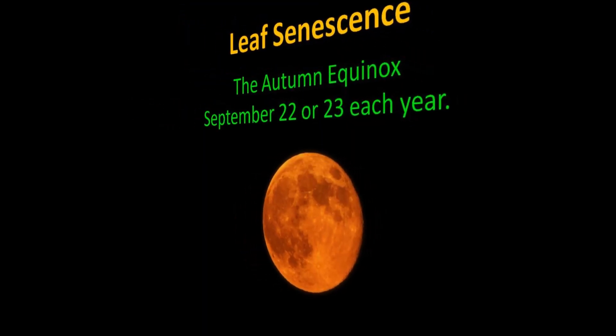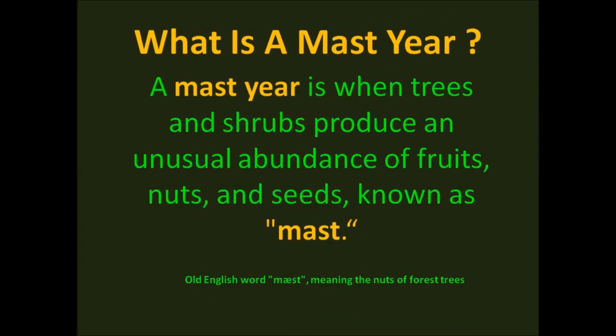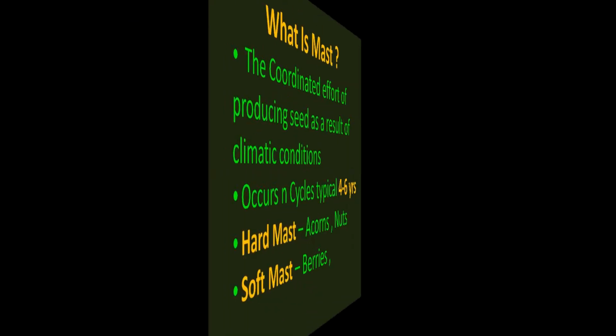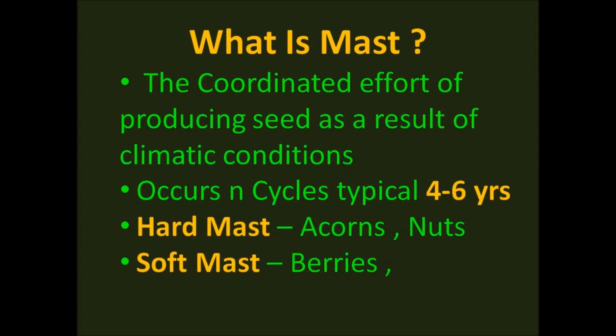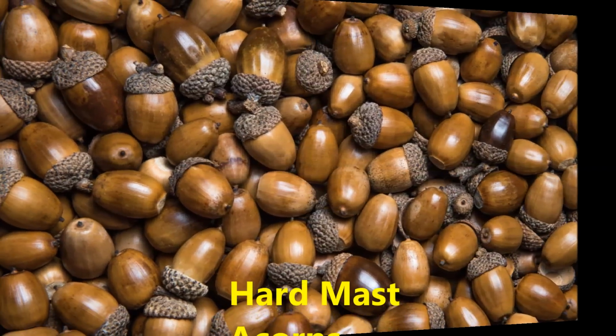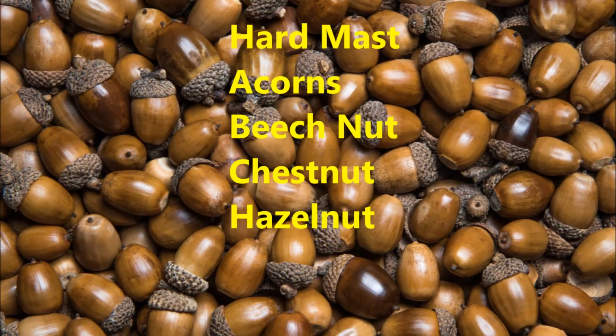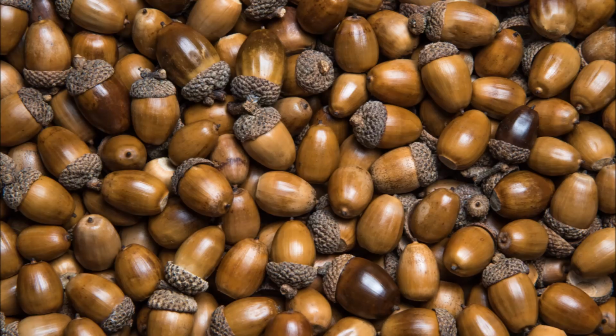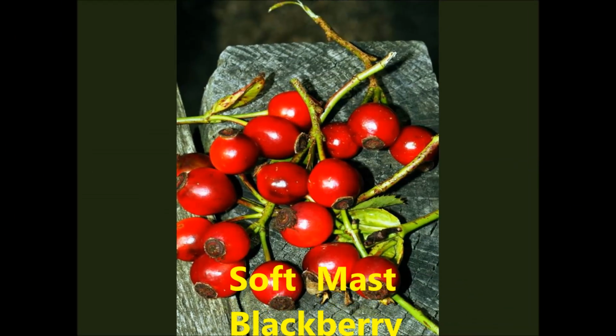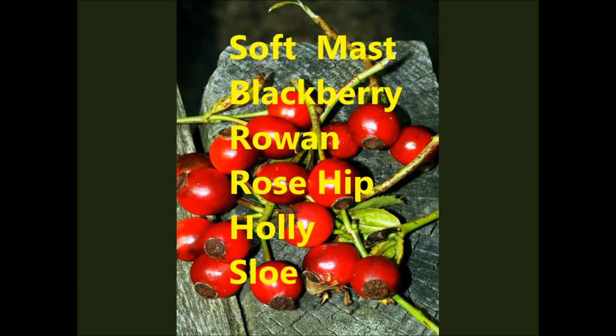We've already pointed out that a mast year is when trees and shrubs produce an unusual abundance of fruits, nuts and seeds, known as mast. So what is mast? Mast is the coordinated effort of promoting seed as a result of specific climate conditions. And we see two forms of mast: hard mast, which is usually acorns and nuts, and soft mast, which is usually berries such as hawthorn, rowanberry, blackberry and other soft fruit.